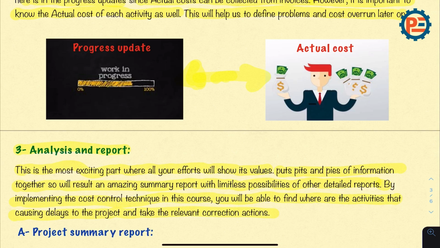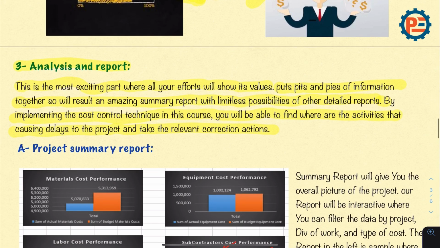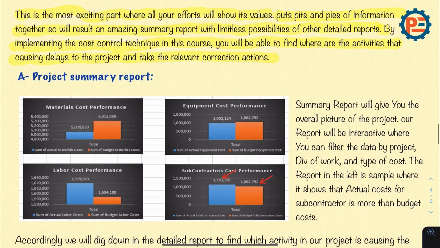I mean here by delays, I don't mean delays in time, but I mean delays in cost. We will talk about it later on also. So this is a project summary report. This report shows the material performance, the labor performance, the equipment performance, and subcontractor performance. The summary report will give you the overall picture of the project.